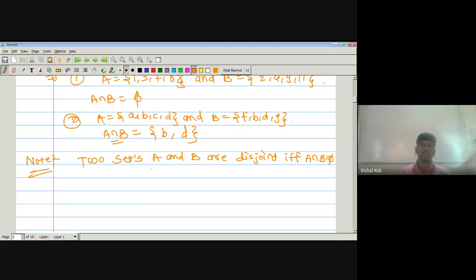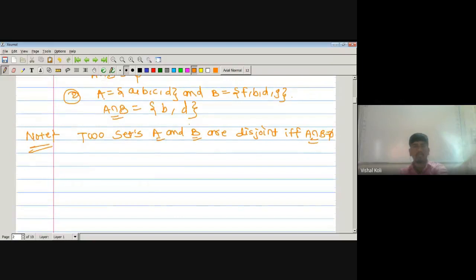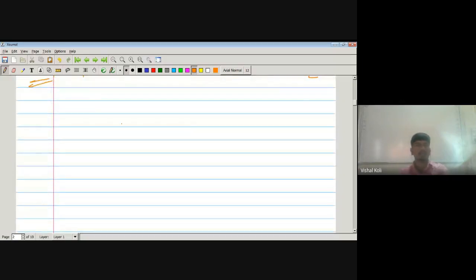And if A and B are two disjoint sets, then by the definition of disjoint sets, there is no common element belonging to these two sets A and B. And if there is no common element belonging to the two sets A and B, then the intersection contains no element. No element means it is an empty set, and the empty set is denoted by phi. Therefore, this will be an if and only if statement. If two sets are disjoint, then their intersection must be phi, and if the intersection of two sets is phi, then the sets must be disjoint. Okay. Any doubt?